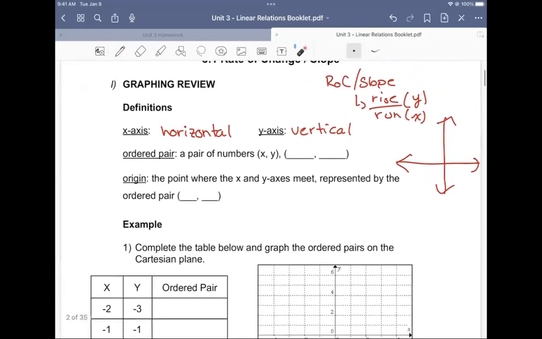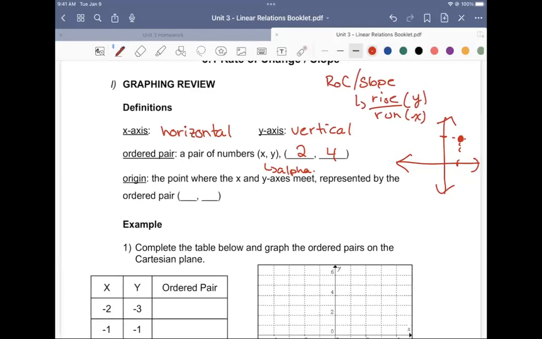The ordered pair is a pair of numbers. They're listed in x value first, then y value. Easy way to remember this is it's alphabetical. So for instance, if I wrote 2 and 4, I would say 2 on my x-axis, 4 on my y-axis, find where they meet, and that is my ordered pair point.